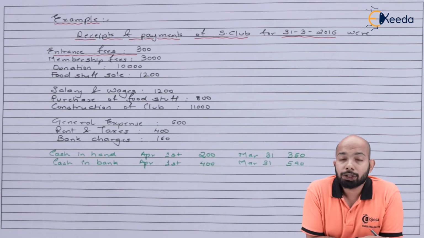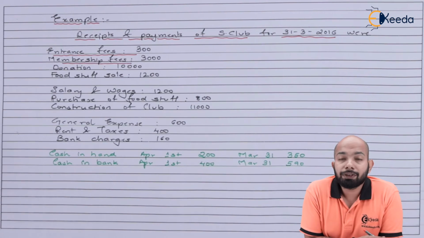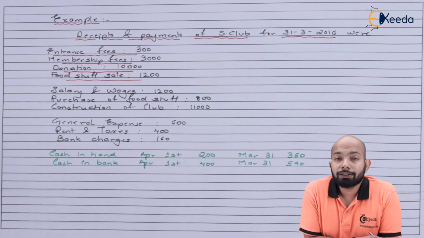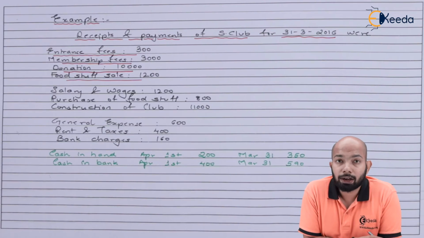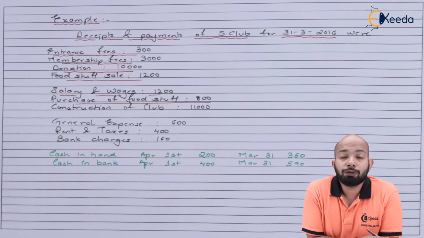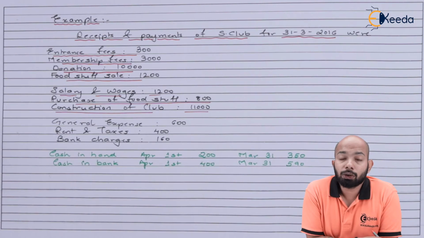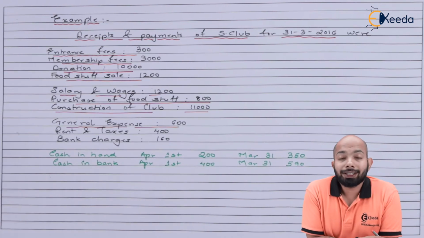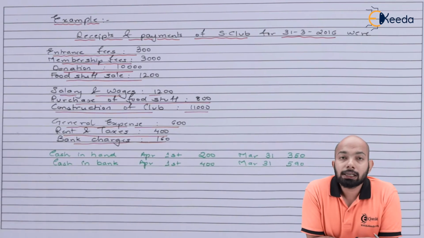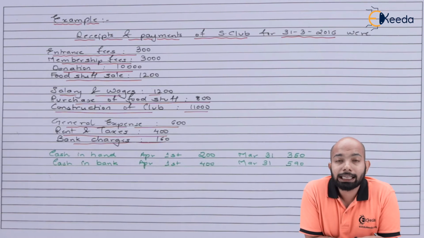On 31st of March 2016, entrance fees received were 300 rupees. Membership fees amounted to 3000 rupees. Donation amounted to 10,000. Foodstuff sale amounted to 1200 rupees. Salary and wages amounted to again 1200 rupees. Purchase of foodstuff amounted to 800 rupees. Construction of club amounted to 11,000 rupees here. General expenses amounted to 600. Rent and taxes were 400. Bank charges were 160.